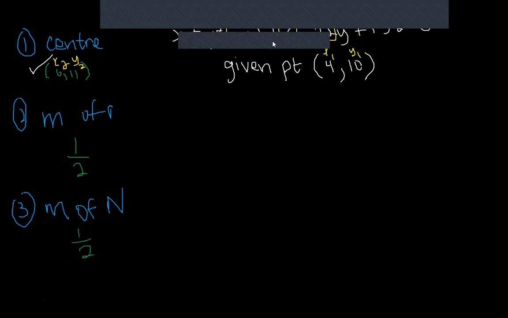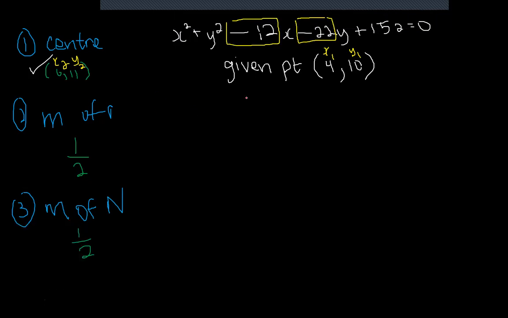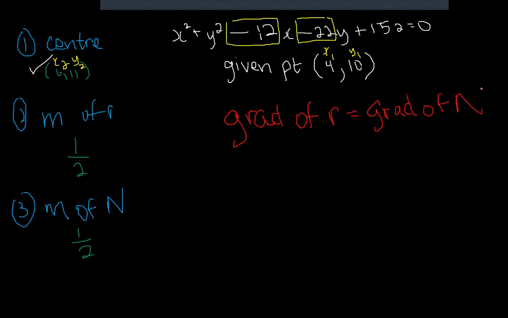A half. And for anybody who does not know why, we proved before that the gradient of R, which is the radius, is the same as the gradient of N, which is the normal. So since the gradient of R is a half, the gradient of N would also be a half. And that's why that answer is correct.